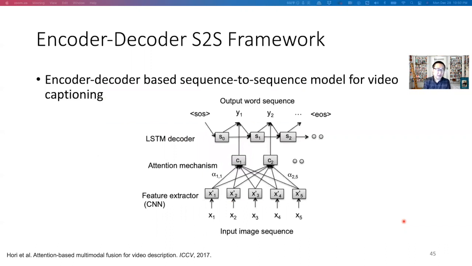The encoder-decoder sequence-to-sequence model is widely adopted to address the problem. Given the input video sequence, we can first use the feature extractor to get the visual features. Then we will have the decoder LSTM. For each time step, we use the hidden state as a condition to attend the visual features to get a context vector to predict the next word.